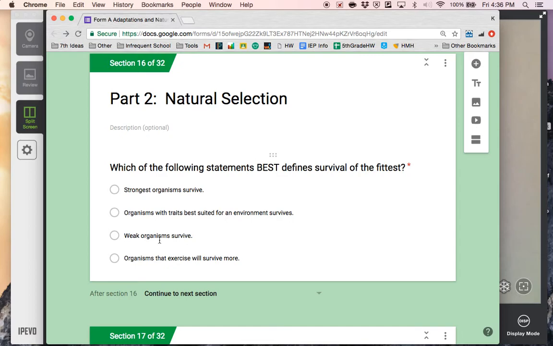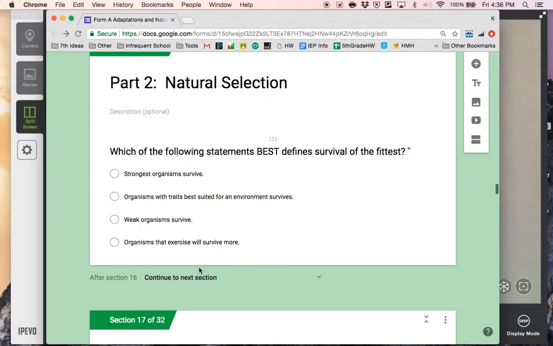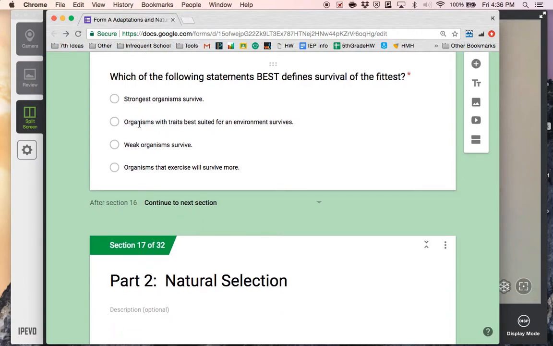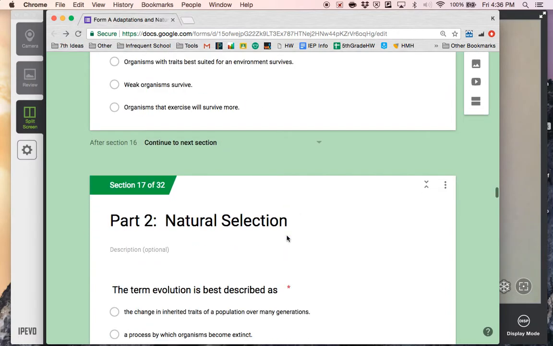Weak organisms survive? No. And organisms that exercise will survive more? No. If the zebra goes to the gym more than the impala or whatever, then the wolf will get the impala? No. Sorry. We're going to go with this one here, the organism that is best suited for the environment.